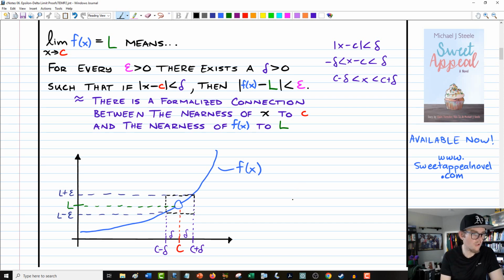That would establish what we're looking for. It's basically if we are within delta of c, if our x values are within delta of c, then our y values are within epsilon of L. And that's how we can formalize the connection.